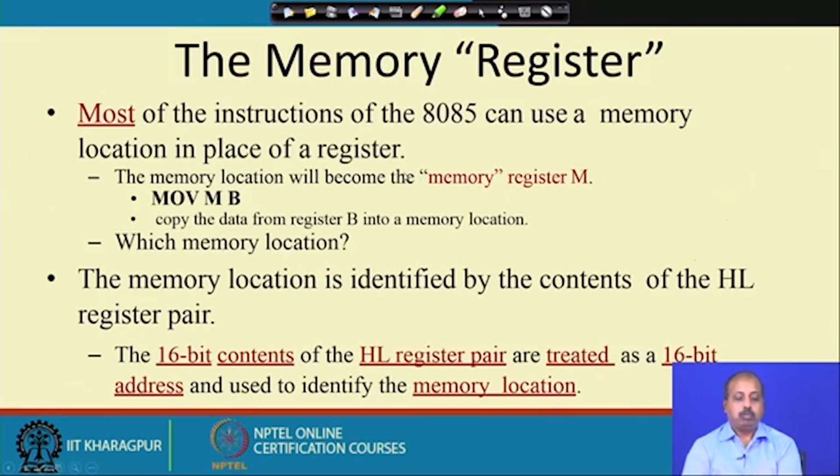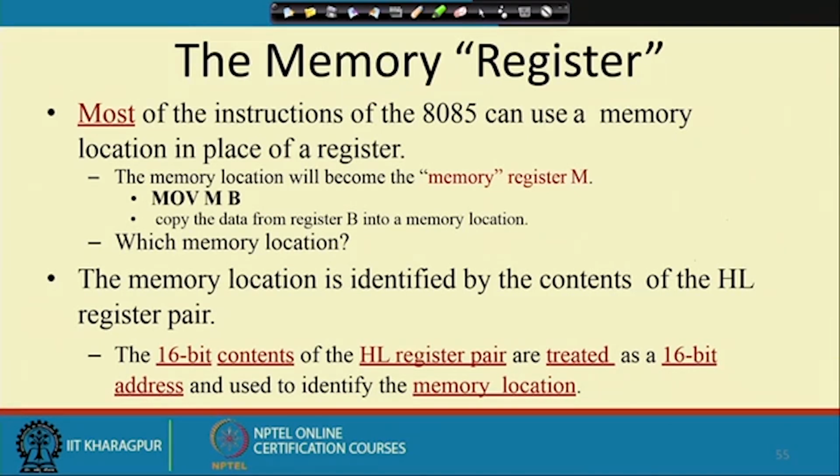Once LXI has been learnt, we can talk about another very interesting type of register, which is called the memory register. It means you can treat a memory location as if it were a register. Most of the instructions in 8085 can use a memory location in place of a register. A typical example is MOV M, B.